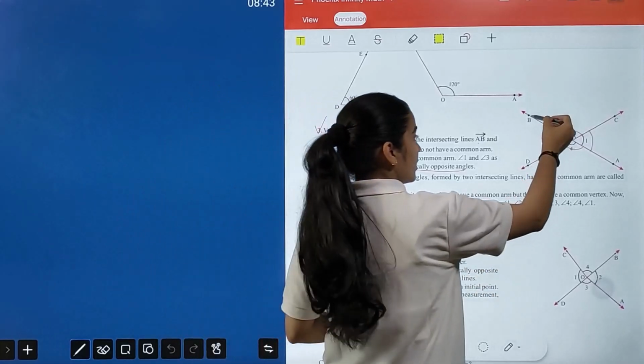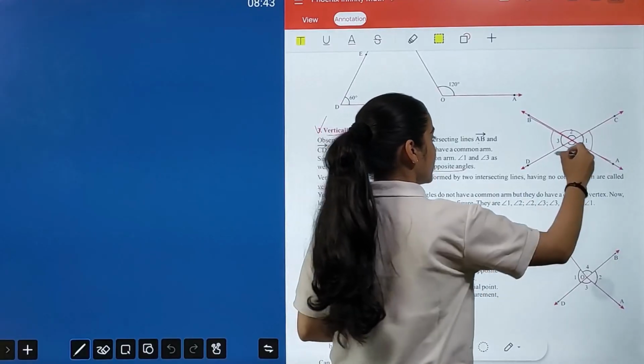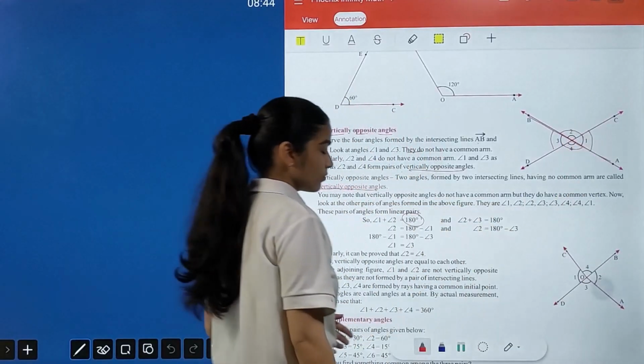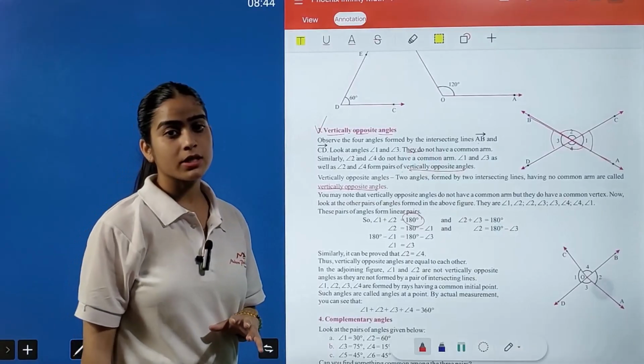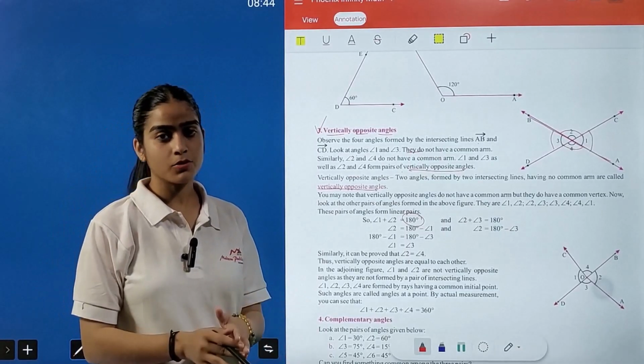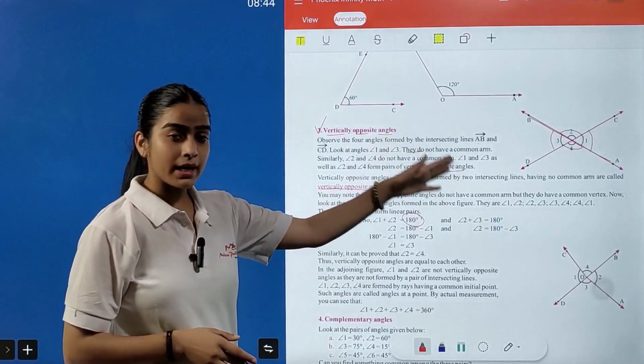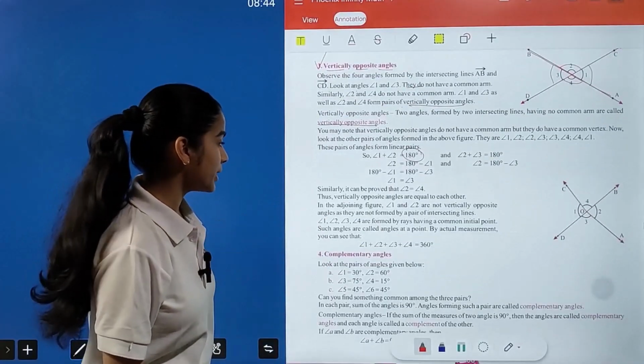For example, you see like this, angle 1 plus angle 2 is 180 degrees and angle 3 plus angle 4 is 180 degrees. So what you have to keep in mind is that vertical opposite angles are equal to each other, and angles that lie on the same line have a sum equal to 180 degrees.